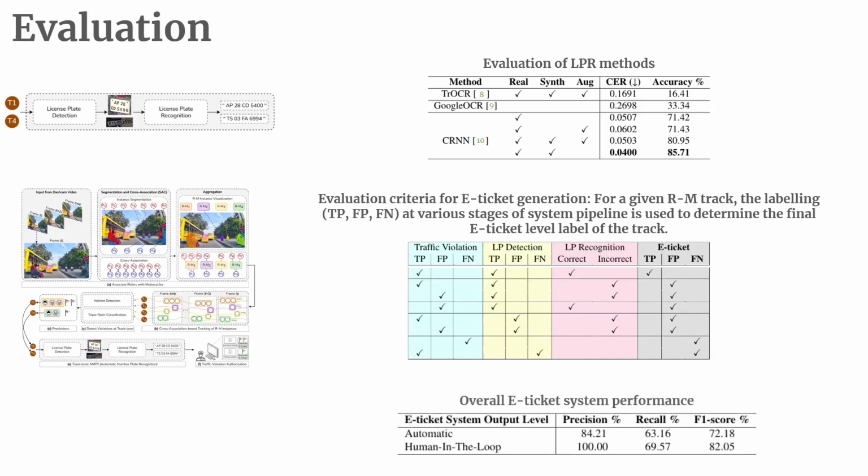As shown in Table 3, the automated system achieves an F1 score of 72.18%, reflecting good overall performance. In practice, traffic enforcement authorities review e-tickets and corresponding evidence before issuance. This human-in-the-loop approach eliminates false positives, raising the F1 score and improving system reliability.